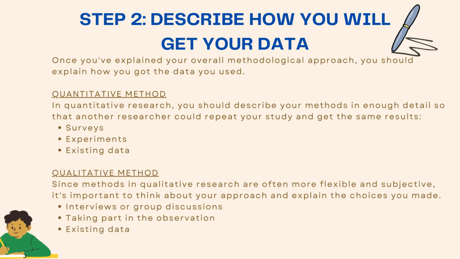Step 2. Describe how you will get your data. Once you've explained your overall methodological approach, you should explain how you got the data you used. Quantitative method. In quantitative research, you should describe your methods in enough detail so that another researcher could repeat your study and get the same results. Explain how you operationalized concepts and measured your variables, your sampling method or inclusion/exclusion criteria, and any tools, procedures, and materials you use to collect data.